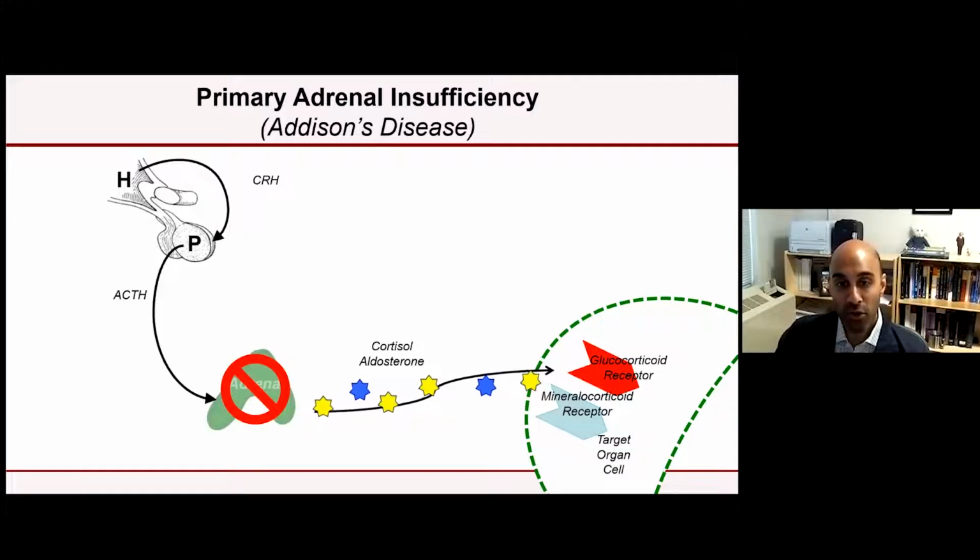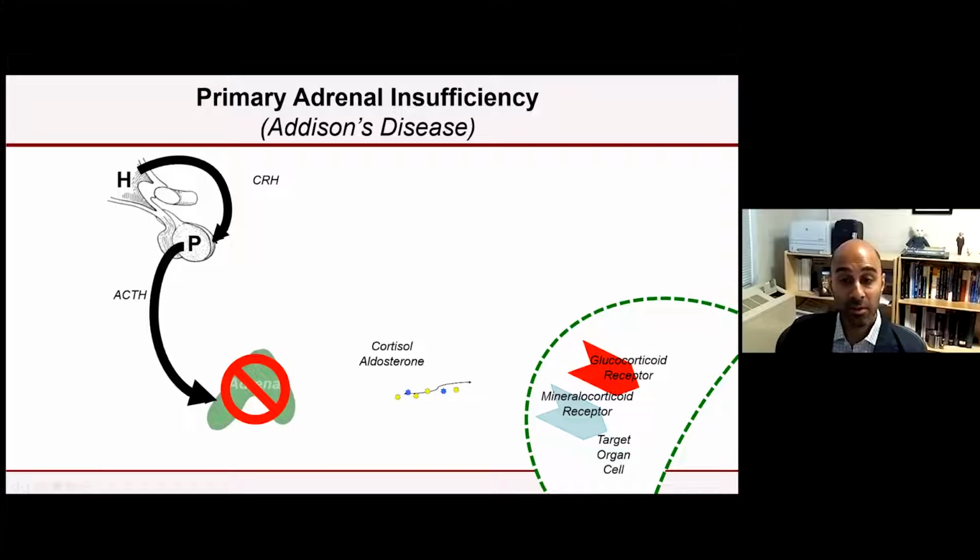That means there's no cortisol and there's no aldosterone. These are vital hormones. You cannot live without them. So in the absence of cortisol, the hypothalamus and pituitary will sense a lack of negative feedback and upregulate CRH and ACTH production. This is really an endogenous cort stim that's happening. ACTH is screaming at the adrenal gland, give me cortisol, but the adrenal gland cannot respond.